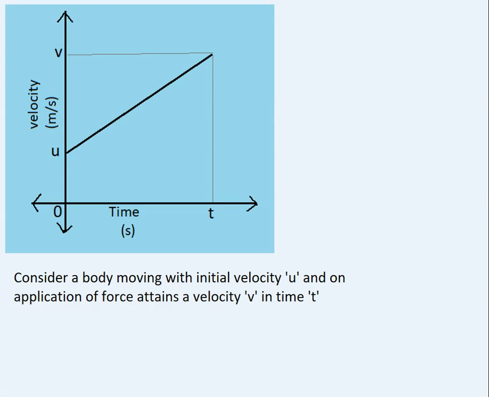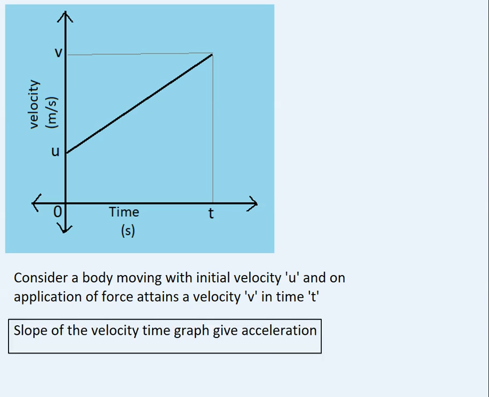So consider a situation where a body is initially moving with a velocity u, then it is subjected to a force for time t, and in time t it attains a velocity v. So u will be called the initial velocity and v will be called the final velocity. We know the fact that the slope of the velocity time graph gives acceleration.